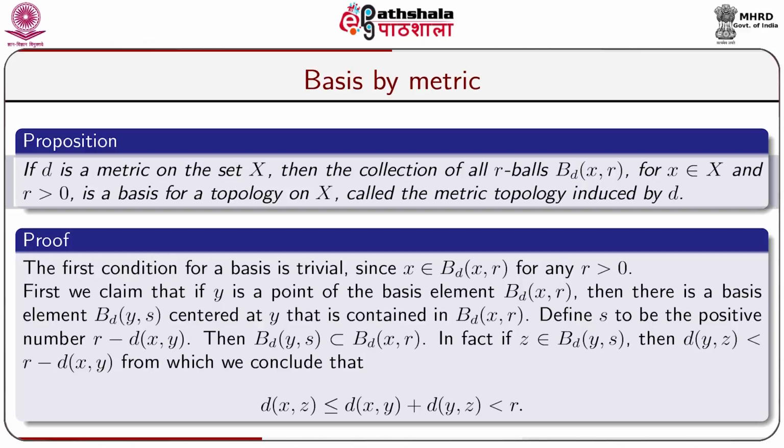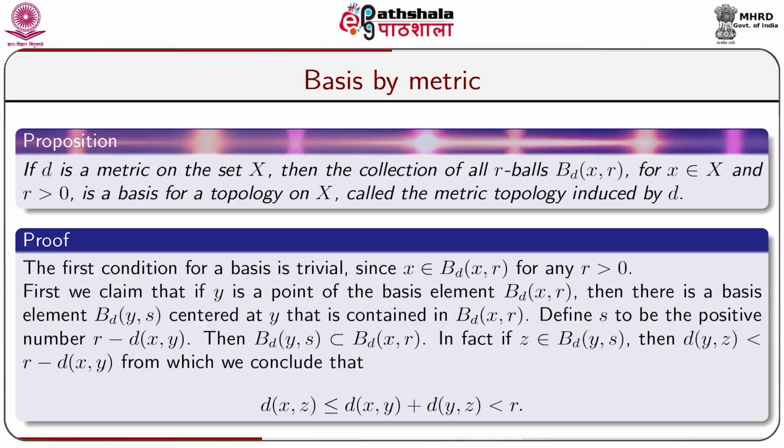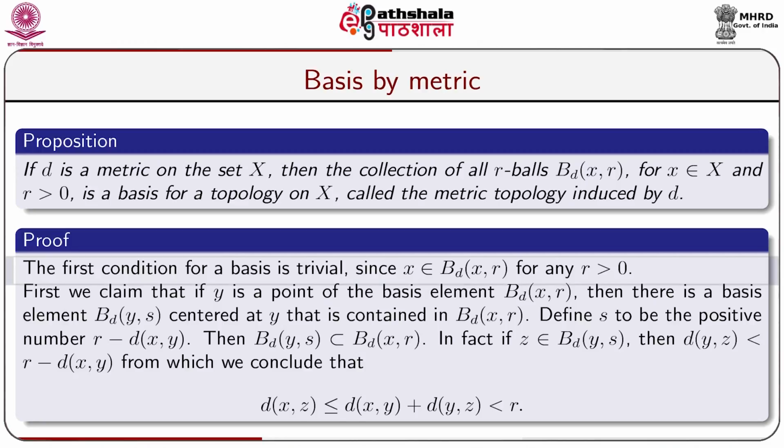Proposition: let d be a metric on a non-empty set X. Then the collection of all r-balls B_d(x,r) for x belonging to X and r greater than 0 is a basis for some topology on X. The topology induced this way is called the metric topology induced by d. Proof: the first condition for a basis is trivial. In fact, x belongs to B_d(x,r) for all r greater than 0.